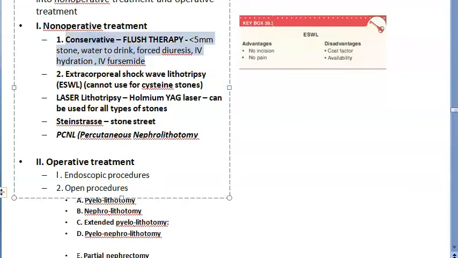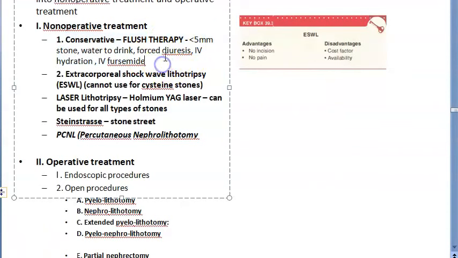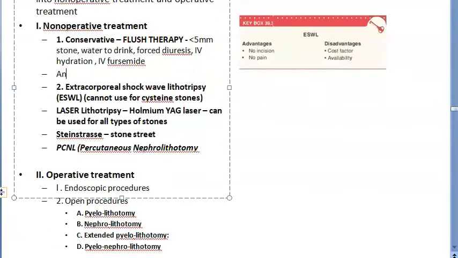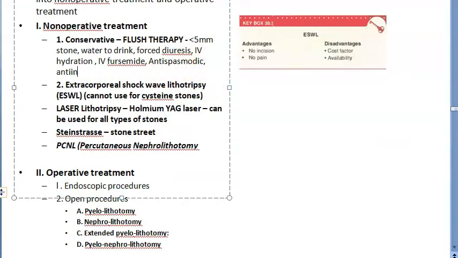Along with this, they can give a lot of other things. See, with flush therapy, you should also give an antispasmodic. Because otherwise what will happen, you know? These people will have pain, then who will take care of the pain, right? Anti-inflammatory also they're talking about. IV furosemide, how much will you give? 60 to 80 mg they are giving, okay. Anyways, if you can remember all this.